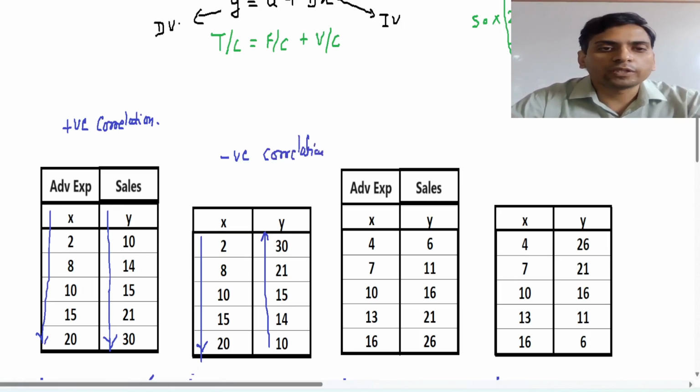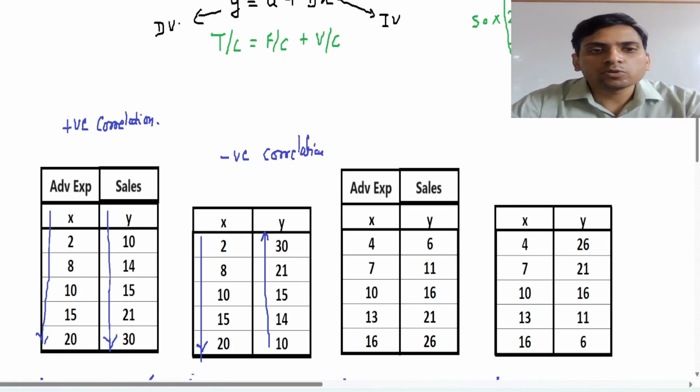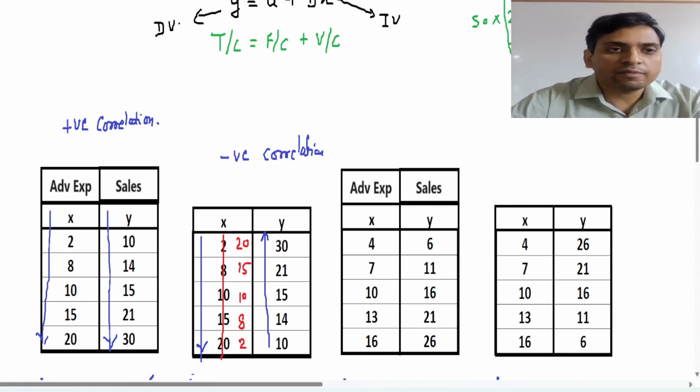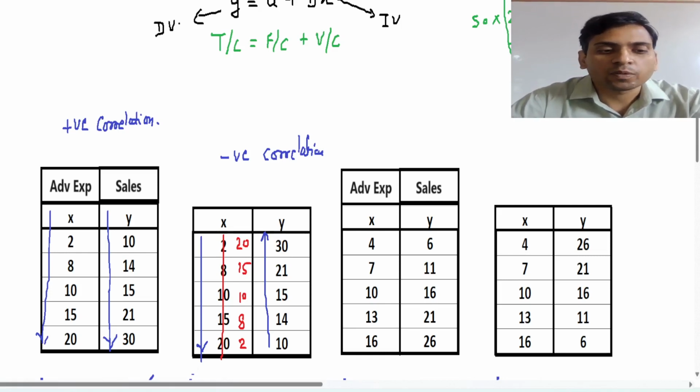Now we will see one more thing. Suppose these values are not these, but suppose 20, this is 15, this is 10, this is 8, and this is 2. So in that situation, this is also decreasing, this is also decreasing. So we can see both variables are in the same direction again. So this is again the case of positive correlation. Both variables are decreasing, that's why this is positive correlation.